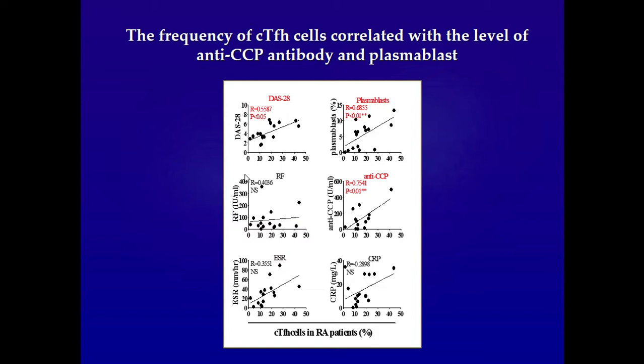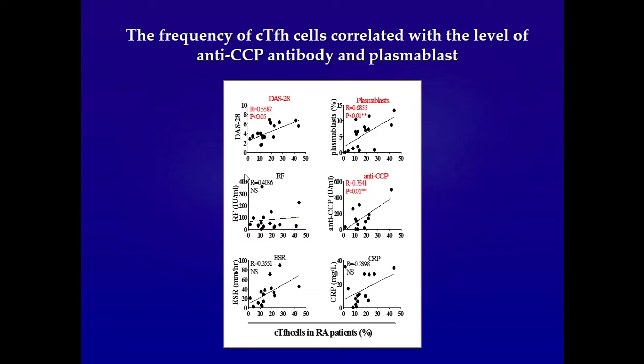So from here we thought T follicular helper cell probably is relevant to the antibody production, which really makes sense because T follicular helper cell secrete IL-21, which plays a major role in the antibody production.